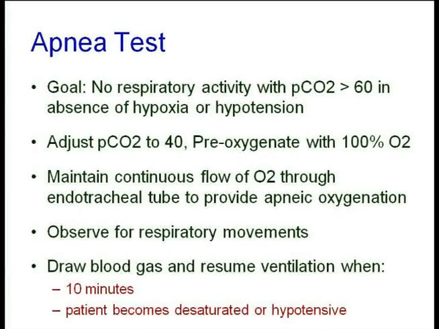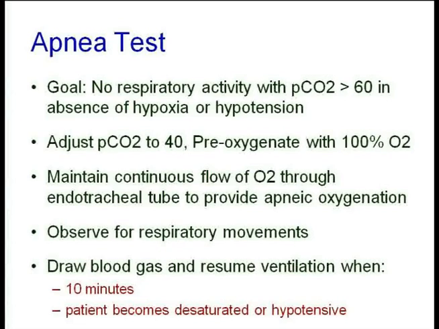The goal is to show that there's no respiratory activity with a PCO2 greater than 60 in the absence of hypoxia or hypotension. You typically start from a normal PCO2. More of an issue used to be when we used to hyperventilate these patients. Now we keep them basically normocarbic anyway. You pre-oxygenate with 100% oxygen, and then you maintain continuous flow of oxygen through the endotracheal tube to provide apneic oxygenation. Just a quick pitfall here.